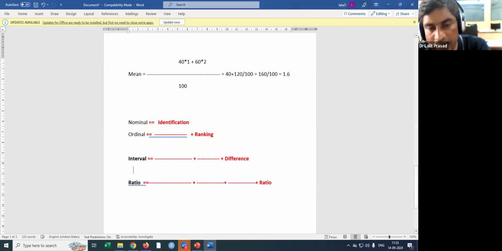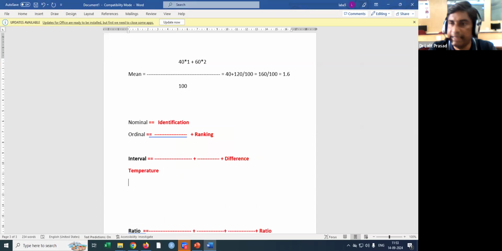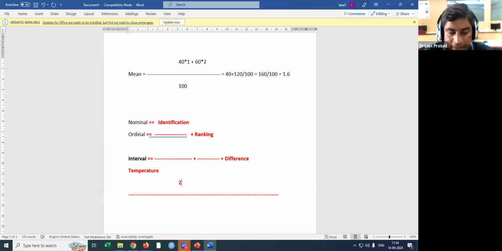So in interval scale, we'll take the example of temperature. I will give you certain data. Inside the room, the temperature is 20 degrees Celsius. And outside the room, the temperature is 40 degrees Celsius. Correct?